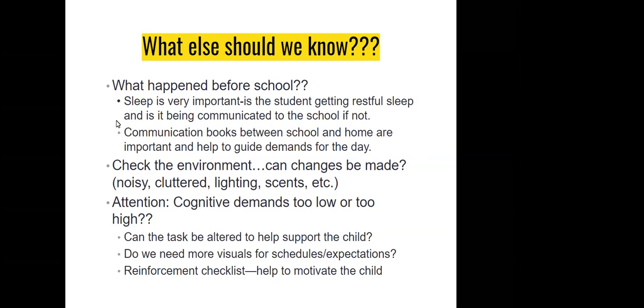And then checking the environment. Can changes be made? The noise, the clutter, the visual stimuli on the walls. A lot of our classrooms do have a lot of visual stimuli on the walls. So how can that be adapted, maybe in a different way, or some of that taken away? Lighting, scents, things like that.